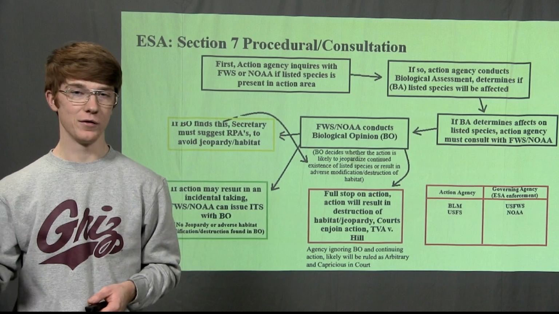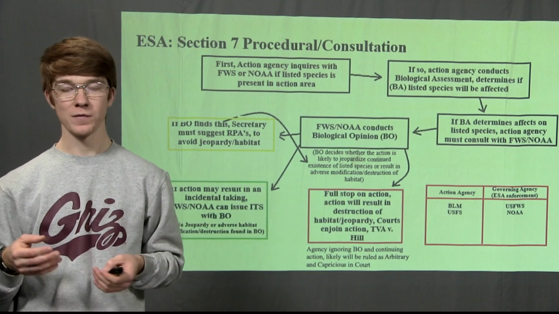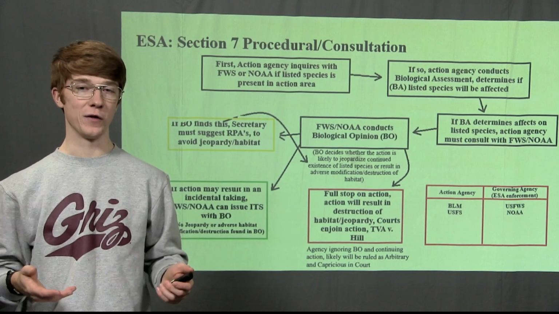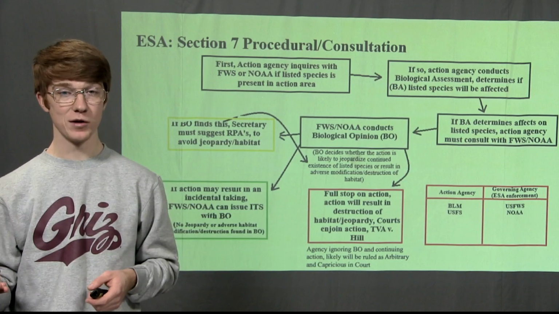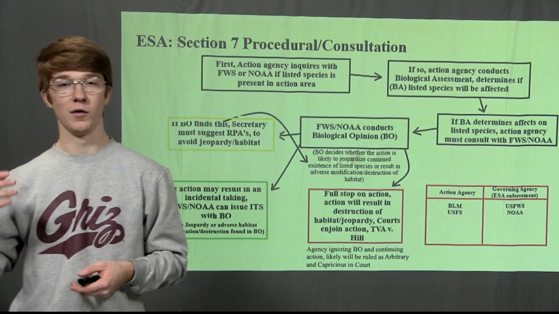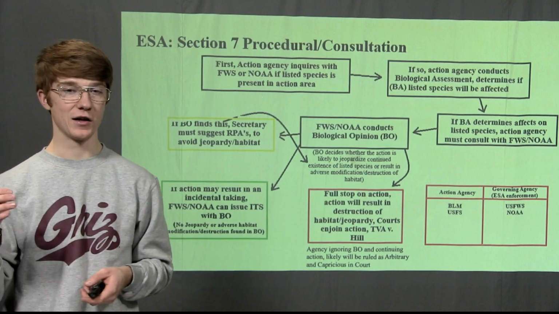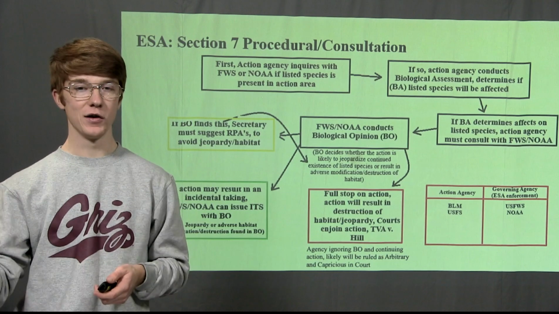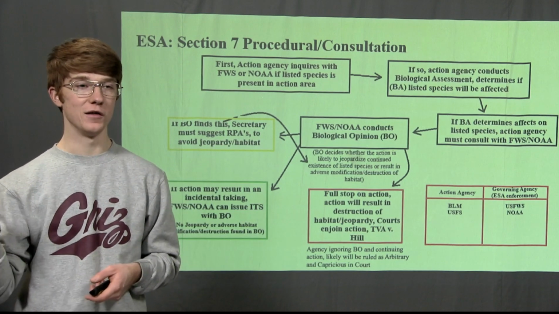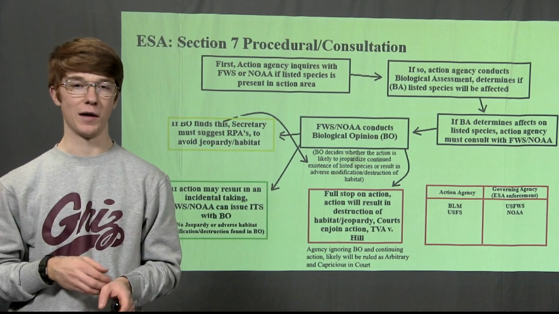If so, then that action agency has to conduct a biological assessment, which is an informal consultation. This is just the agency itself conducting this, and it's simply to determine if those potentially listed species in the area identified by the Fish and Wildlife Service are going to be affected by the action. And if in that biological assessment they do find that this action is going to affect that listed species, then we have to do a formal consultation with the Fish and Wildlife Service, in which the Fish and Wildlife Service or NOAA will conduct a biological opinion. The biological opinion essentially decides whether that action is likely to jeopardize the continued existence of the listed species or result in adverse modification or destruction of habitat. So essentially the biological opinion is checking that the action is not going to violate that Section 7 jeopardy clause. That is what the biological opinion is looking for.